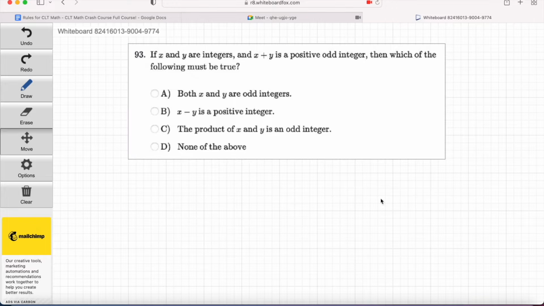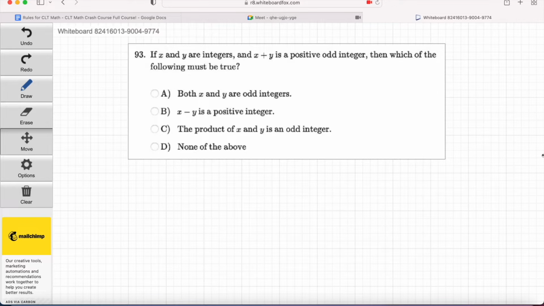Question 93. Go and read question 93 for us, please. If x and y are integers and x plus y is a positive odd integer, then which of the following must be true? This should be a little bit familiar, the style of question now, right? Which has to be true. Not which can be true, which has to be true. It's got to work for all values that meet the requirements of this question.